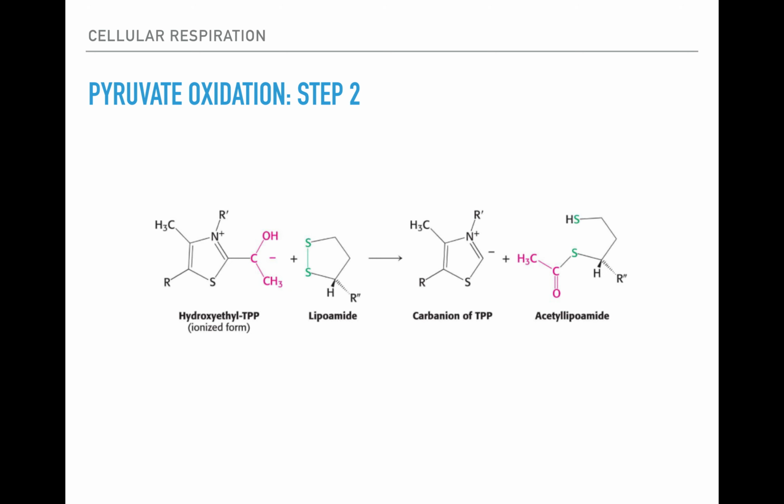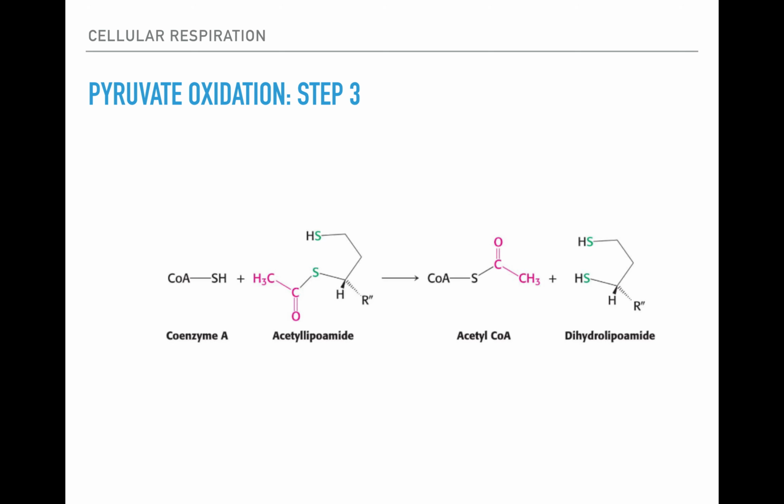The next step is oxidation, in which the hydroxyethyl group of the TPP is oxidized to form an acetyl group and is transferred to lipoamide to generate an energy-rich thioester bond. The reaction is catalyzed by pyruvate dehydrogenase component E1 as well and creates acetyl lipoamide. The third step consists of an acetyl group being transferred from acetyl lipoamide to CoA, forming acetyl-CoA by dihydrolipoyl transacetylase E2, while the energy-rich thioester bond is preserved.